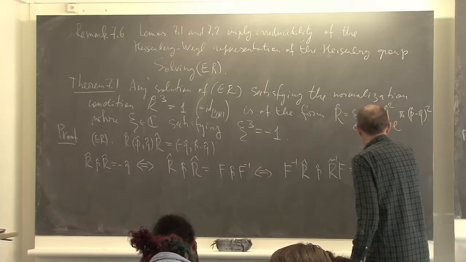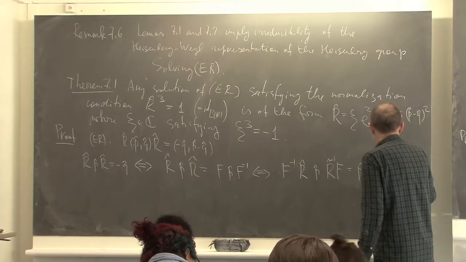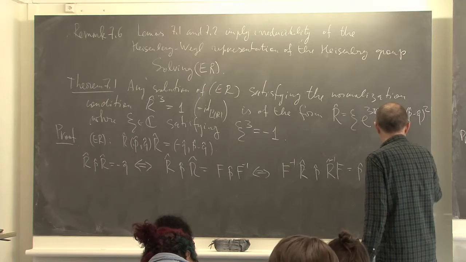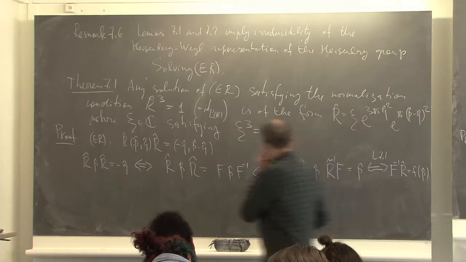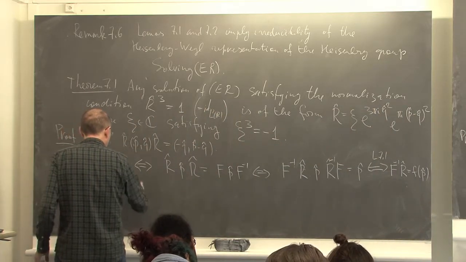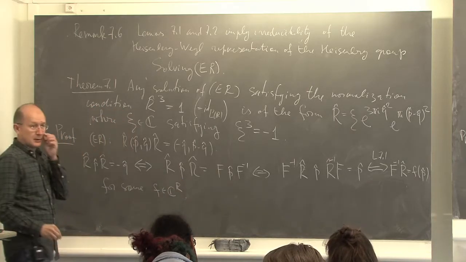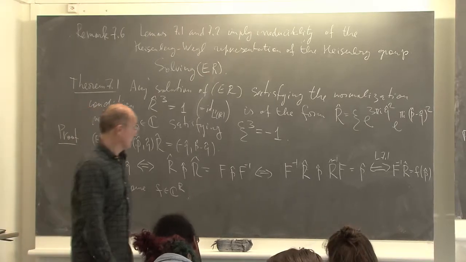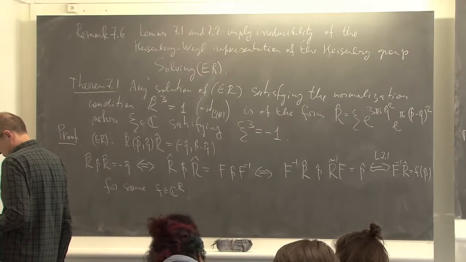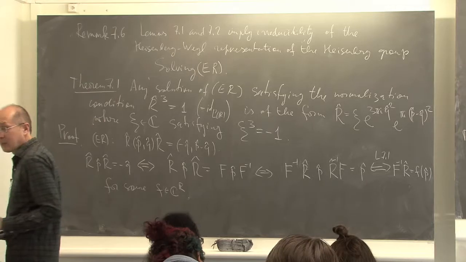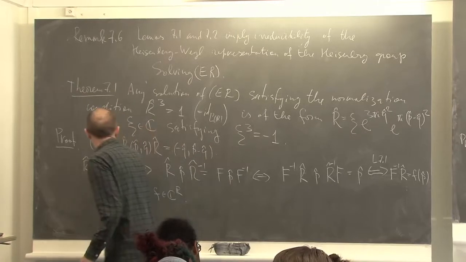So this is equivalent, by Lemma 7.1, to F inverse R hat equal to f of P hat for some f in C^R. Okay, so that's there. It should be R inverse in the equation. Yes, thank you. And here also, and here also.